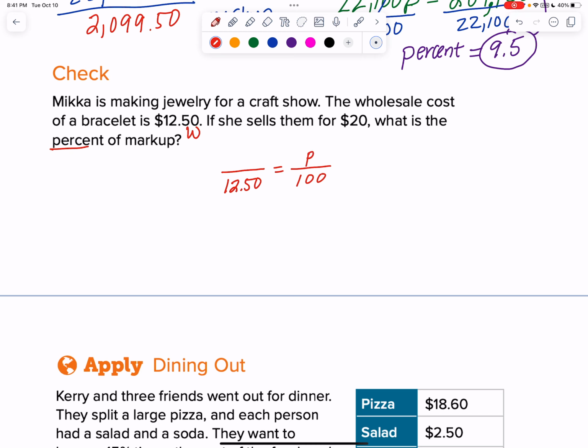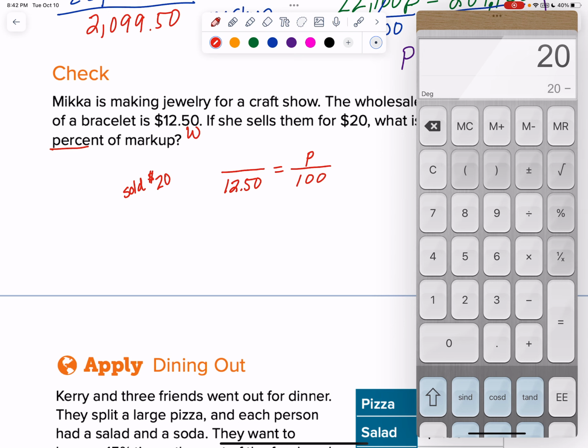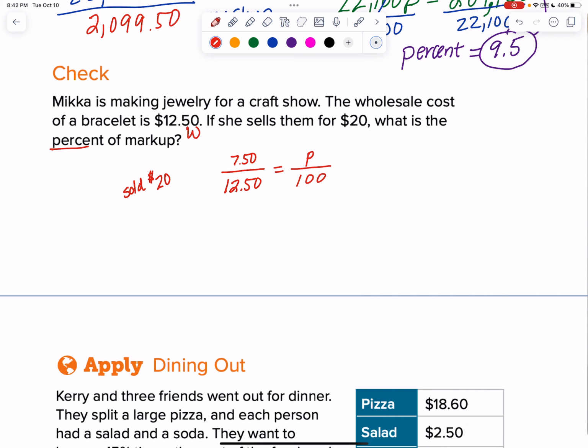So we'll label that P. But I can figure out what the markup was. Remember, I know that they sold them for $20. So what was the markup if the original was $12.50? We just do 20 minus $12.50, and so the markup was $7.50. Now we can go ahead and solve for the percent.